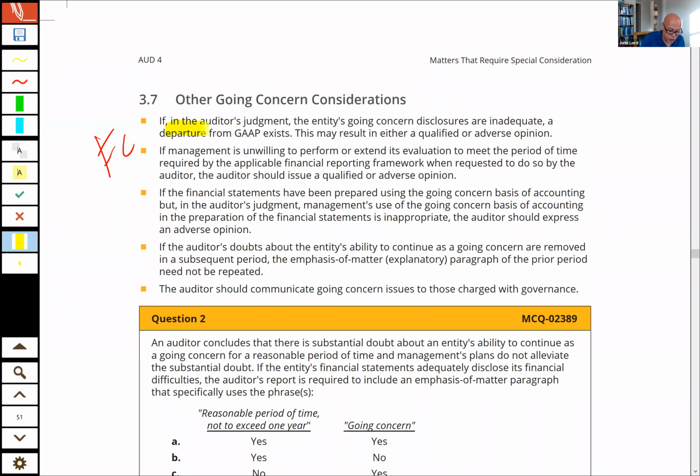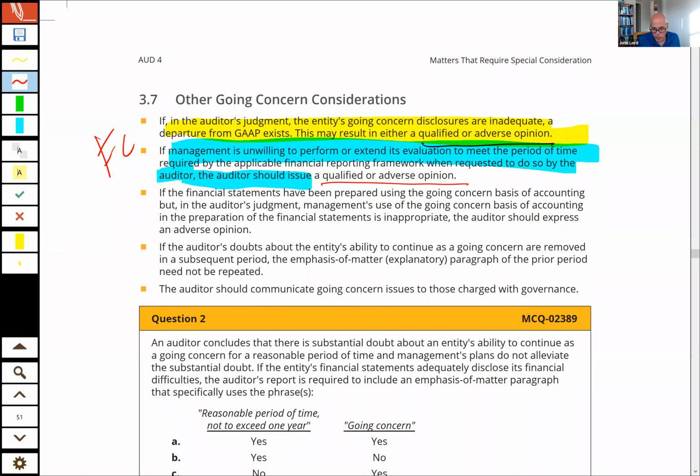If in the auditor's judgment the entity's going concern disclosures are inadequate. Disclosures are inadequate means what? Qualified or adverse. Management is unwilling, and so we now are having a scope limitation. When you see the words management is unwilling with a lot of things, that typically leads to what? Qualified or adverse opinion, unless the auditor can perform an alternative procedure, right?